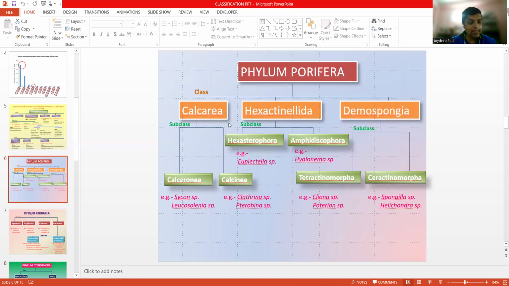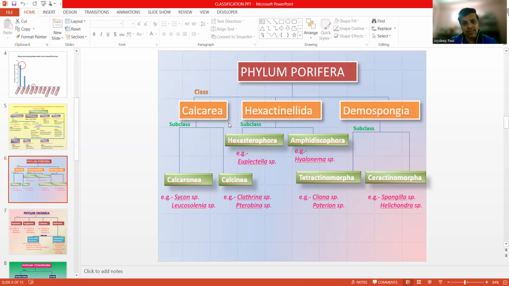Subclass 2, Calcinea: spicules three-rayed, all rays are equal. There is no one ray which is larger. There is no difference between the size of the rays. And the example of subclass 2, Calcinea, is Clathrina species, which is also commonly known as Mediterranean sponge.